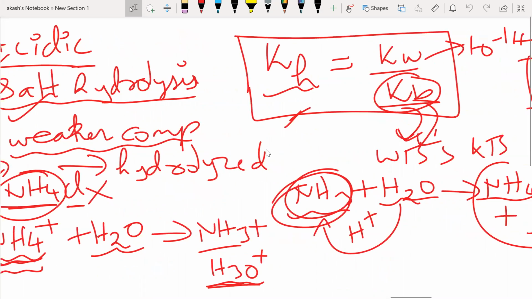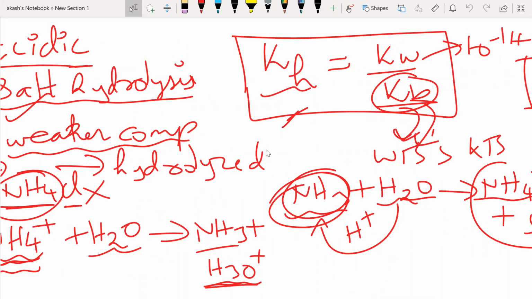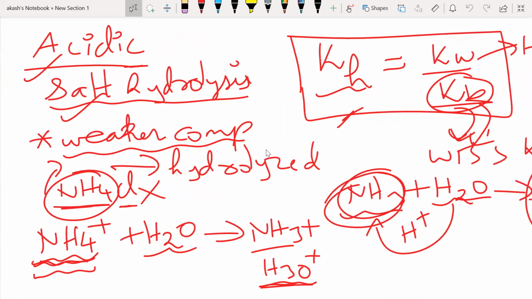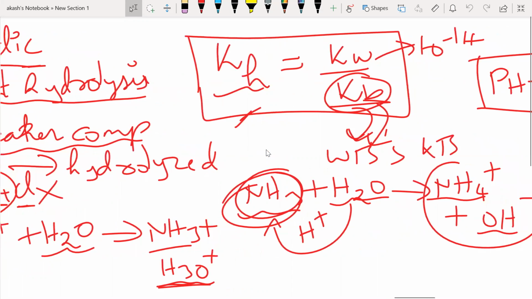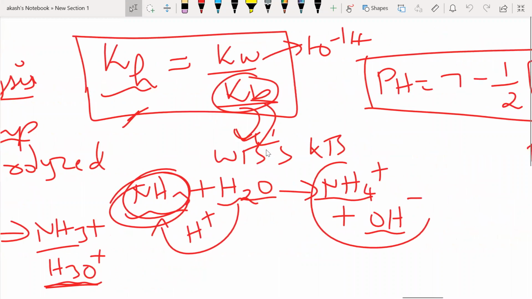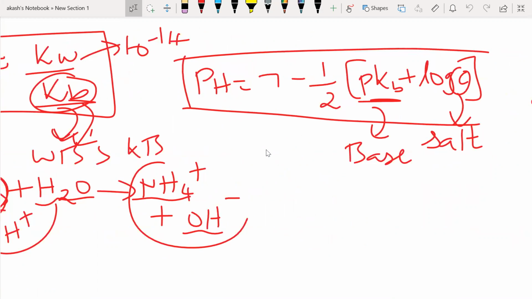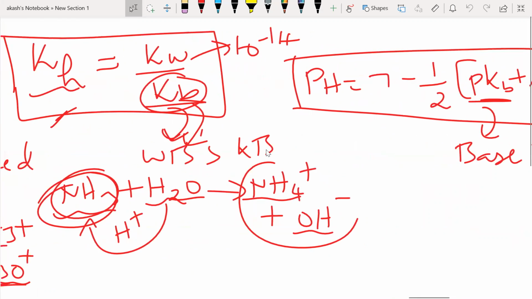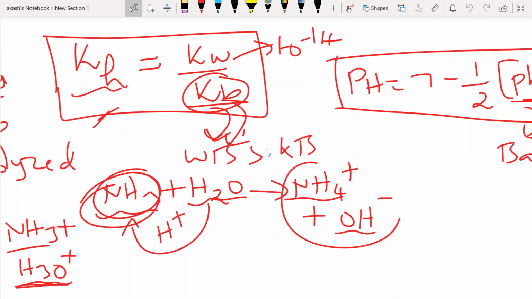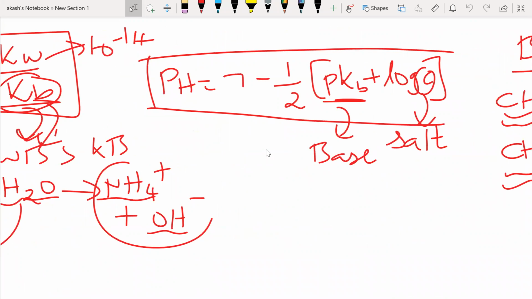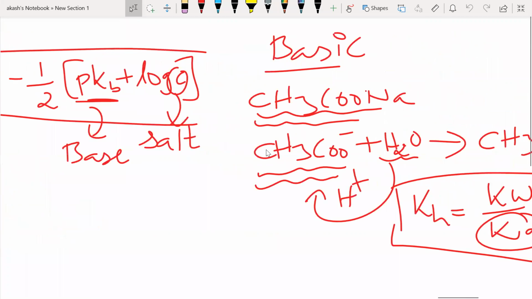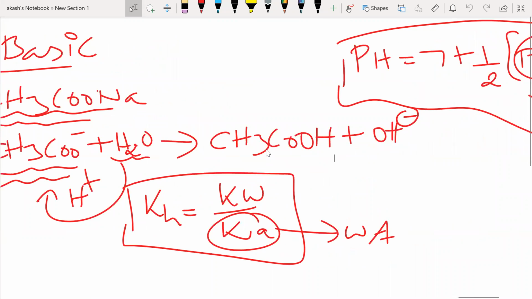And then I told you, you just have to remember two formulas for both acidic and basic salts: one is for Kh, the other is the pH calculation. In the case of an acidic salt, we only worry about the weaker component. In this case, the weaker component is the base, that's why you use Kb. Nowhere will you be seeing Ka or pKa; you will see only Kb and pKb. So Kh is this, pH is this. You have to remember the formulas; it's just formula application. And the same for the basic salt: the formula for Kh, and then the formula for pH.